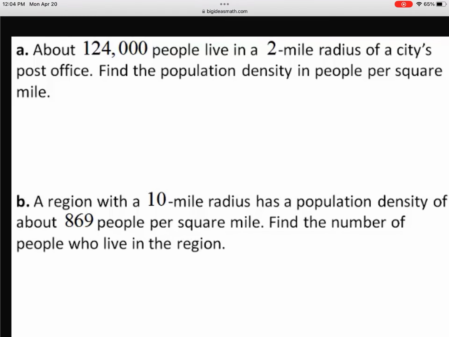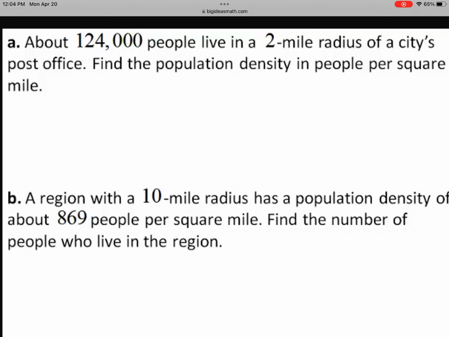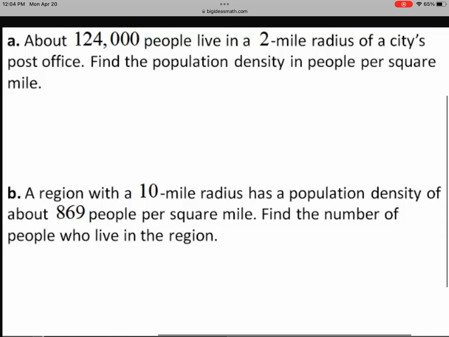Part A. About 124,000 people live in a 2-mile radius of a city's post office. Find the population density in people per square mile. Begin by finding the area of the region.